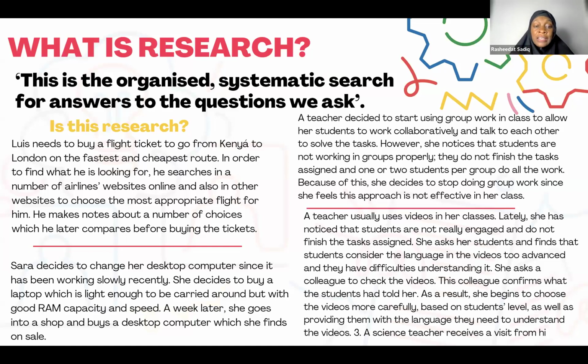Sarah decides to change her desktop computer since it has been working slowly recently. She decides to buy a laptop, which is light enough to be carried around, but with good RAM capacity and speed. A week later, she goes into a shop and buys a desktop computer on sale. All right, so is that research or not?